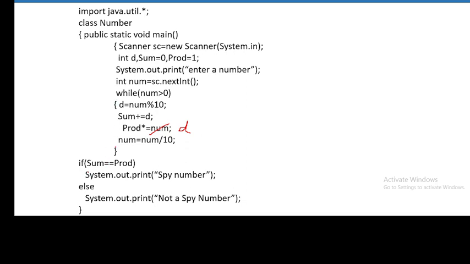When this loop terminates, when the number becomes 0, then finally we will check whether the value of sum is equal to product or not. If it is so, the number is a spy number, otherwise it is not a spy number. Sum of the digits and product of the digits, दोनों अगर सेम आ जाते हैं तो उस नंबर को हम क्या बोलते हैं? स्पाई नंबर.